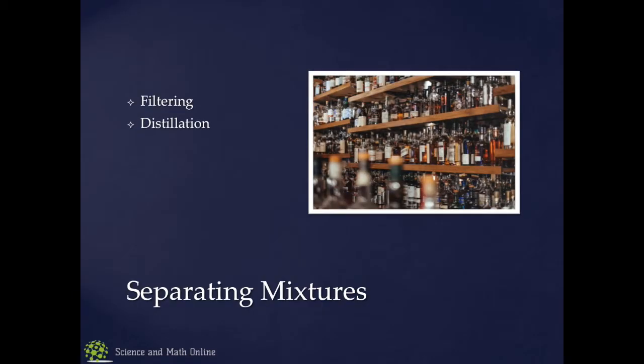Distillation. So distillation, in this case, is how we make our stronger spirits. Because if you take a mixture of water and alcohol and you boil it, the alcohol is going to come off first because it boils faster. It boils at a lower temperature. And so the alcohol comes off and then you collect it and then you get a stronger version of alcohol.